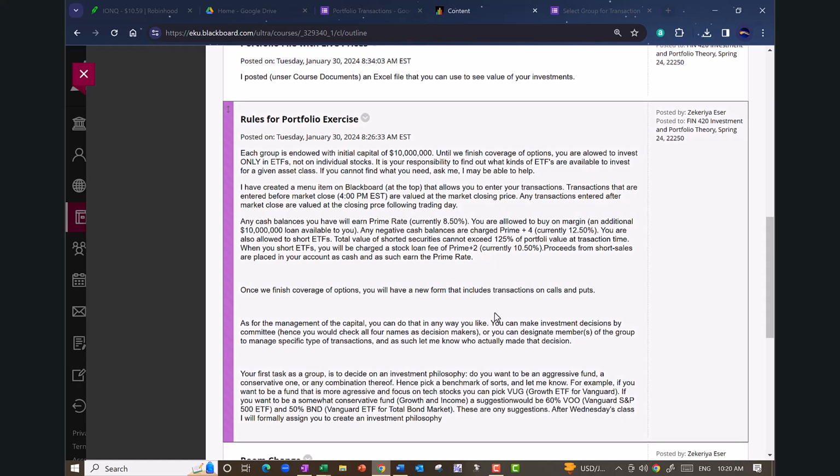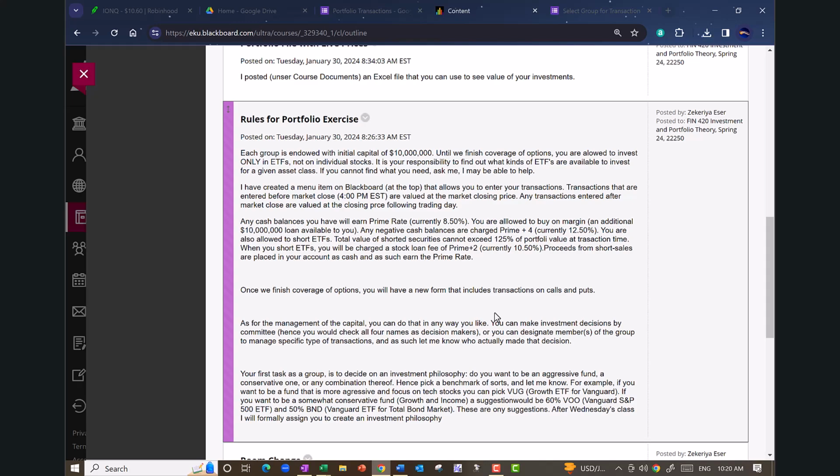You each have $10 million to invest. For now you can invest only in ETFs. Once we're done with options, you could also buy and sell options on those ETFs. And you're also allowed to borrow as much as another $10 million from me.